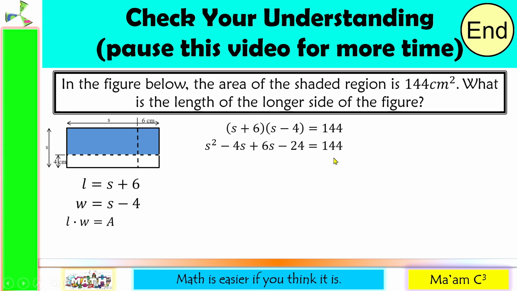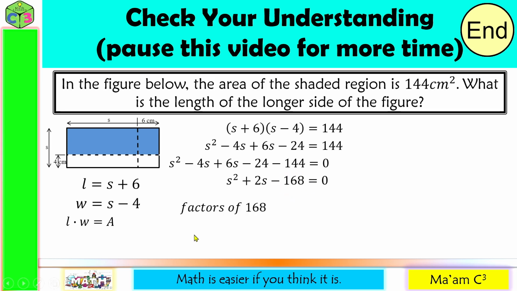Let us write this in standard form. Let us move 144 on this side. It will become minus 144. Let us simplify this. Negative 4S plus 6S is positive 2S. Negative 24 minus 144 is negative 168. This is a trinomial where the numerical coefficient of S squared is 1. Let me determine the factors of 168. 1 and 168, 2 and 84, 4 and 42, 8 and 21, and 12 and 14.